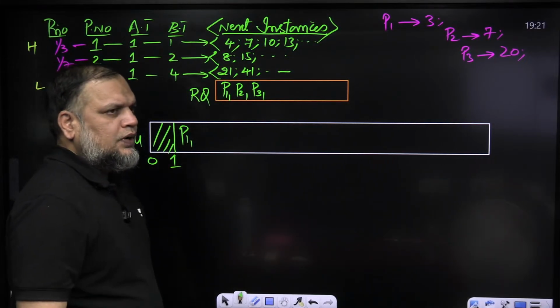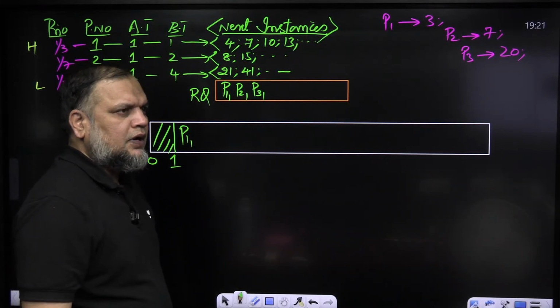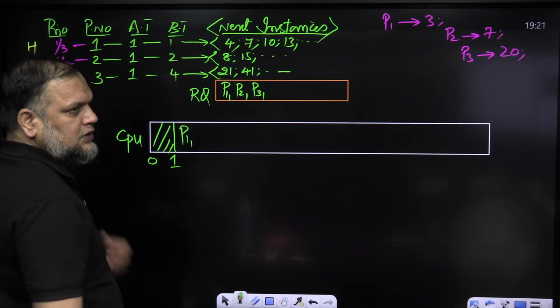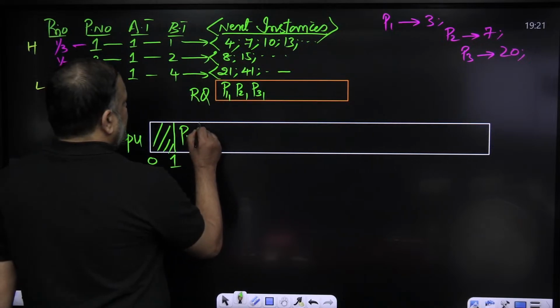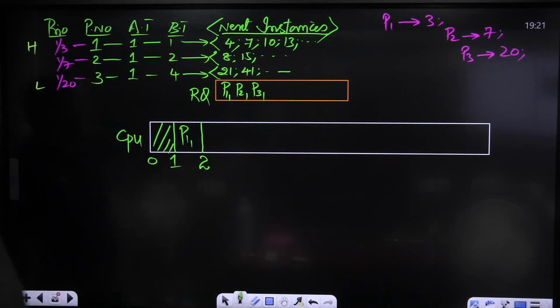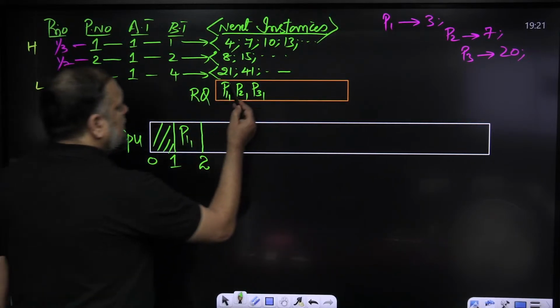Vani is saying 27, Nirmal is also saying 27. Let us see whether 27 is right or wrong. So have a look on board, boys and girls. So P1 first instance needs 1 unit of time, so it will complete at time 2. So P1 first instance is over.